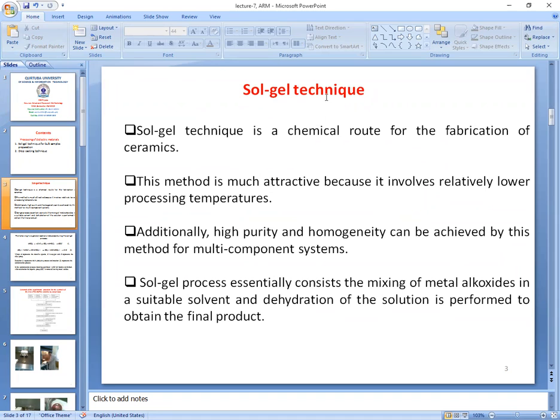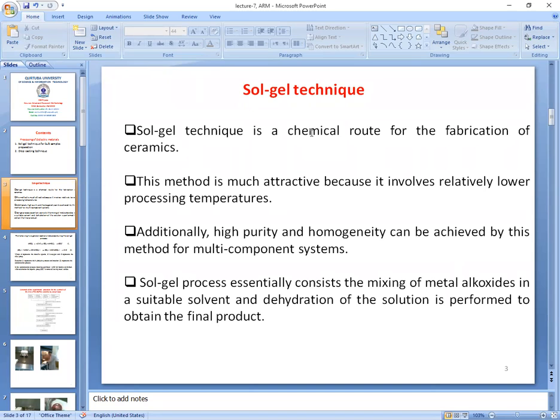Before this method we have discussed the mix oxide technique for the fabrication of the bulk samples. So in this section we will discuss the sol gel technique, which can be used for fabrication of the bulk sample. Also it can be used for the fabrication of the thin or thick films. So sol gel technique is a chemical route for the fabrication of ceramics. It is a chemical route.